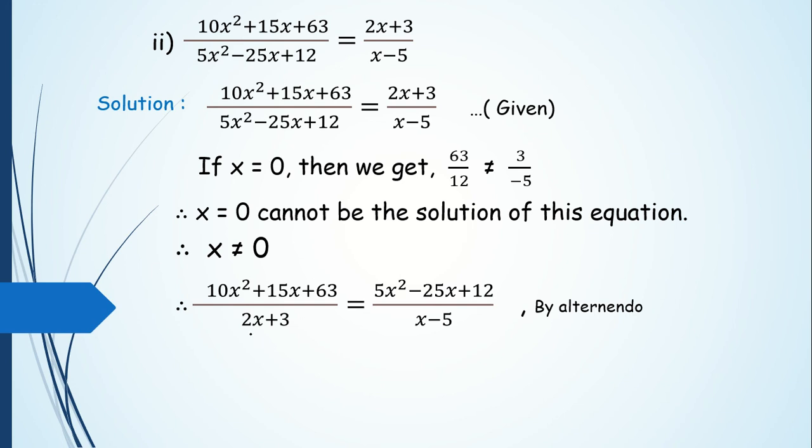Now check if there is any relation. 2 5s are 10, 3 5s are 15. 1, here there is nothing, means 1. 1 into 5 is 5 and 5 5s are 25. So if we multiply both sides by 1 upon 5, or we can say if we divide both sides by 5.